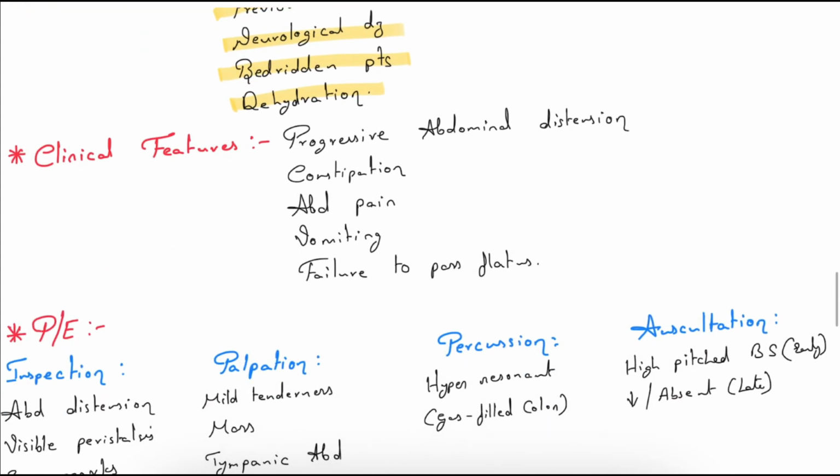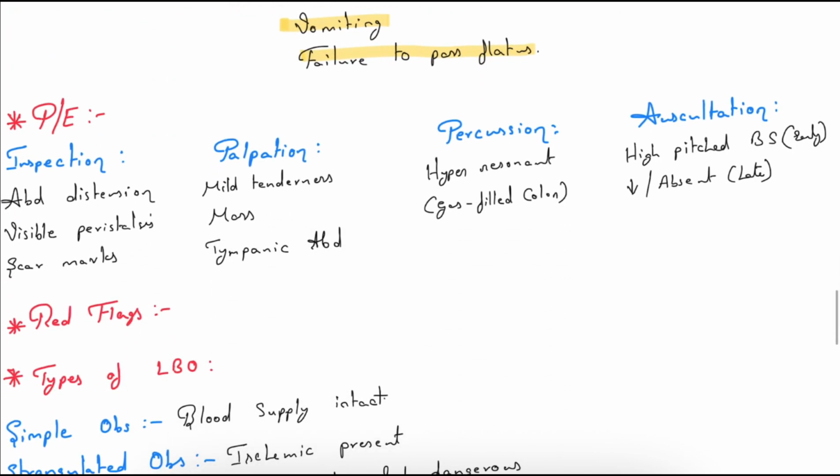Now the clinical features, starting with the cardinal symptoms. Mostly the patient first presents with progressive abdominal distension. Next, constipation, which can become absolute, obstipation, in complete obstruction. Next, abdominal pain, which is crampy or dull, and vomiting. In late features, we see failure to pass flatus, or gas.